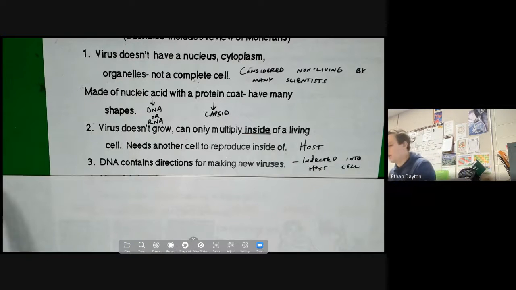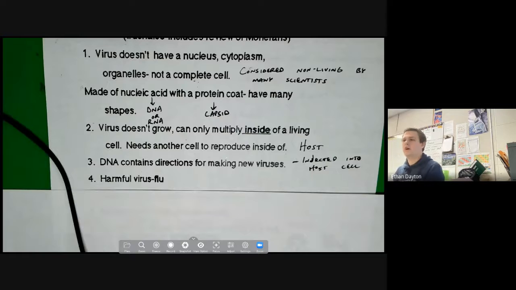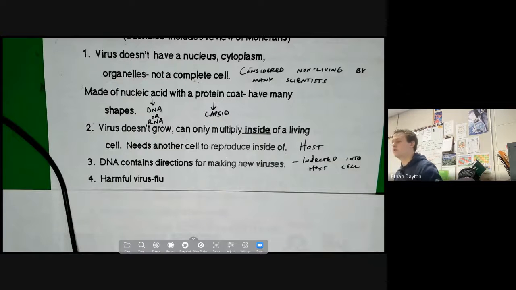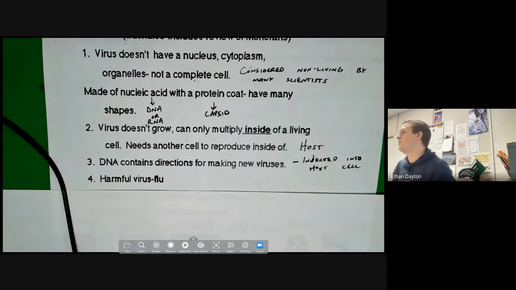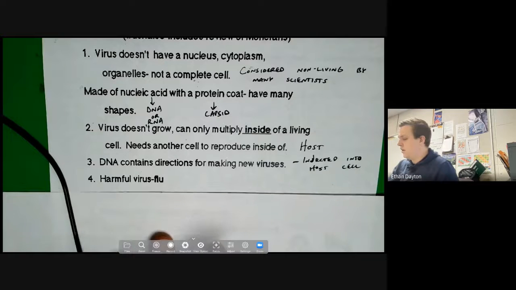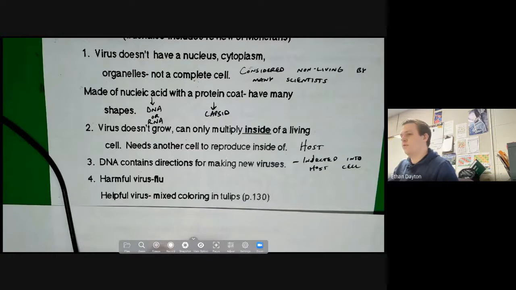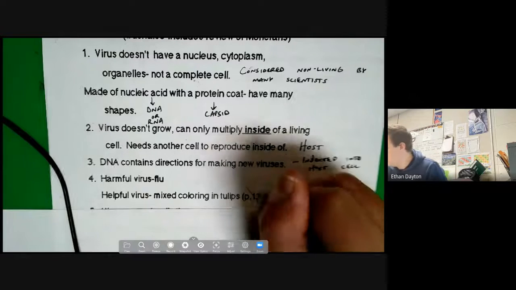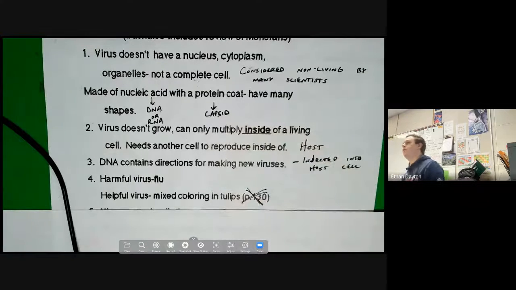Okay, here we go. Next one. An example of a harmful virus is the flu. It causes influenza. There are also some examples of helpful viruses. An example of a helpful virus is the tulip breaking virus. It's like a mosaic virus. What it does, or has done in the past, is cause tulips to have mixed colorings.